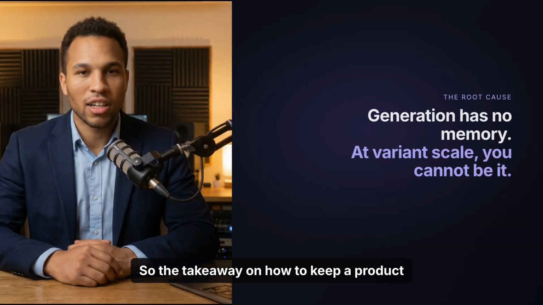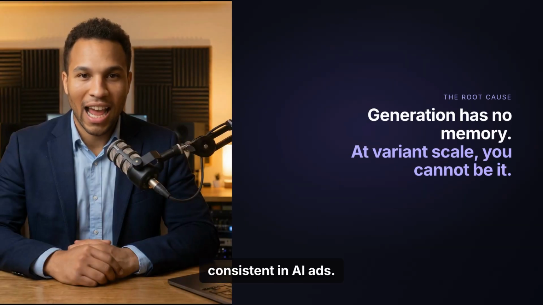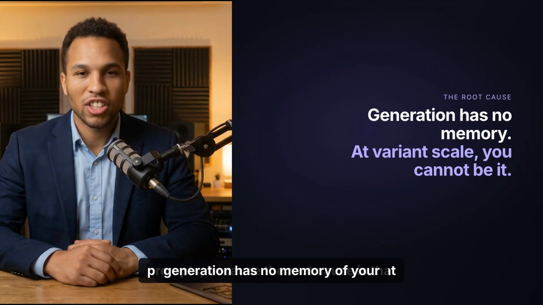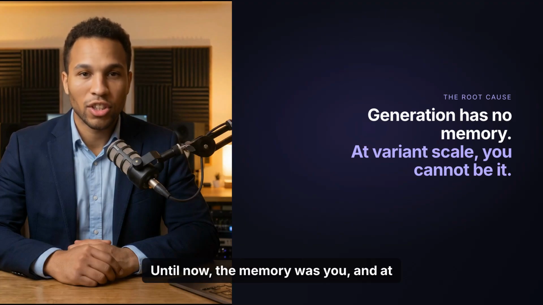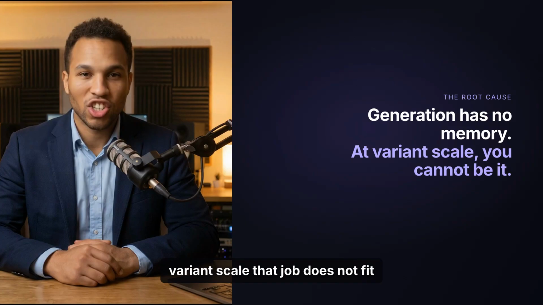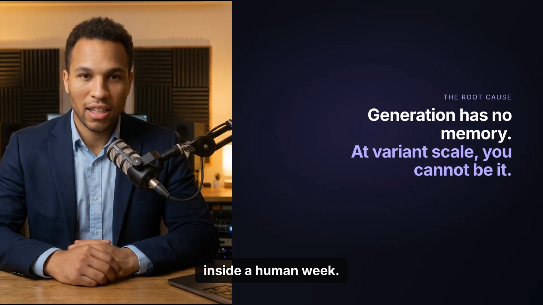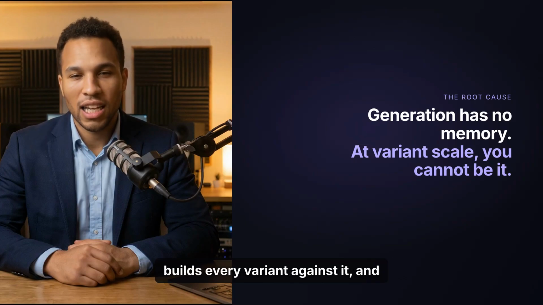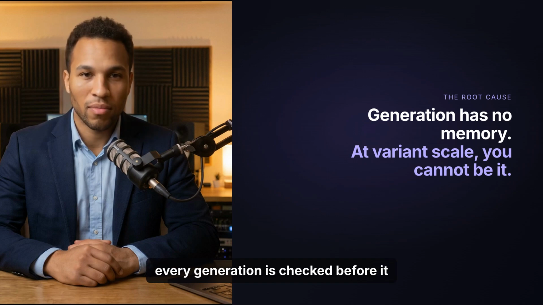So the takeaway on how to keep a product consistent in AI ads. It was never about writing better prompts, because the root cause is that generation has no memory of your project. Until now, the memory was you, and at variant scale, that job does not fit inside a human week. Invideo Agent removes the root cause. Context holds the product, the agent builds every variant against it, and every generation is checked before it ships.